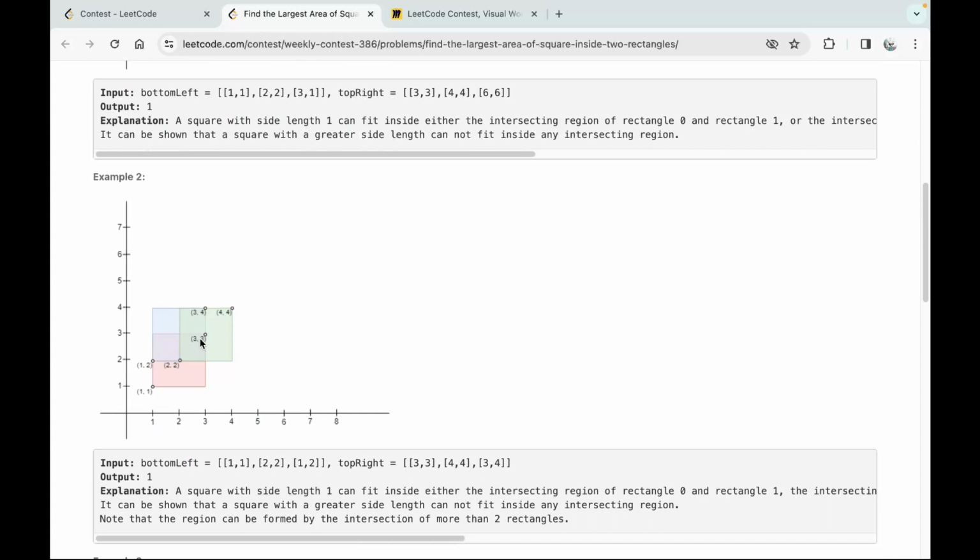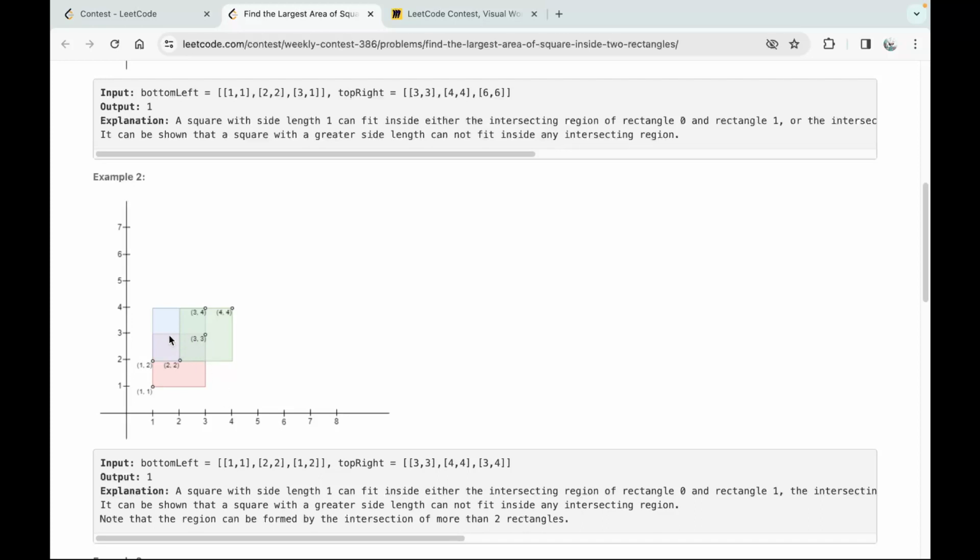Now let us go to the second example. In the second one also you have three rectangles, again shown with three colors: red, blue, green. Among red and blue, what is the intersection? The intersection is this whole rectangle you can see here. But we have to consider a square. So a square is going to be of side 1 only, so you can take out two squares.